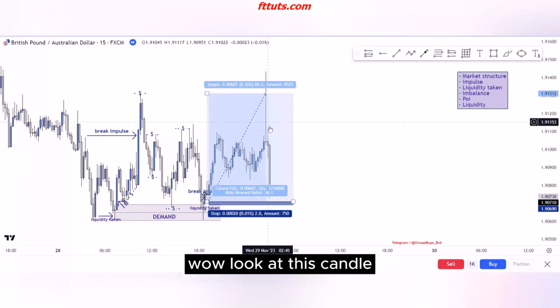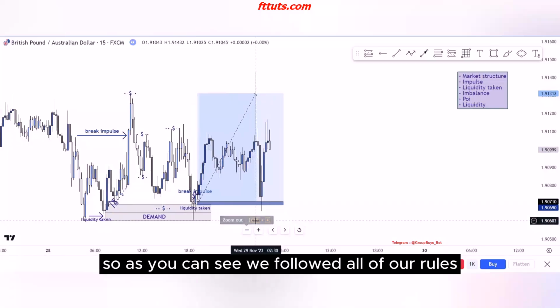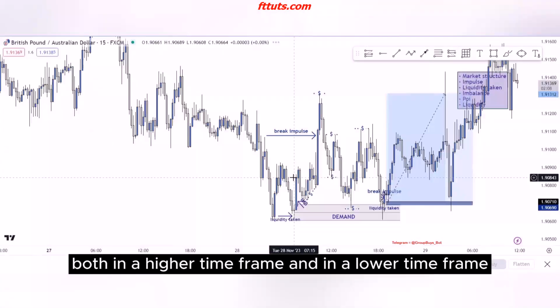Wow, look at this candle. As you can see, we followed all of our rules, both in a higher time frame and in a lower time frame.